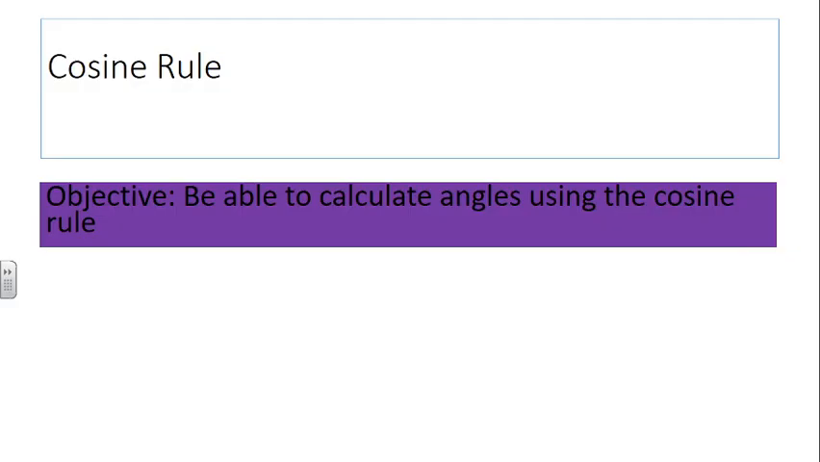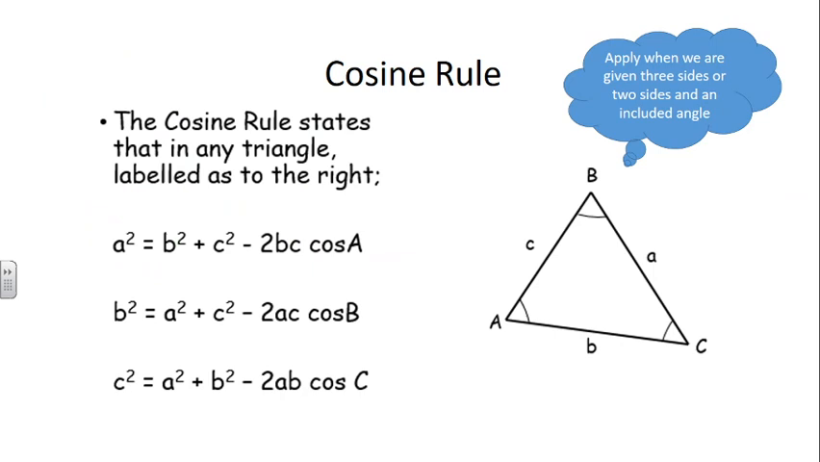This lesson is going to cover the cosine rule. So the cosine rule is trigonometry that we apply to a non-right angle triangle. The lengths are usually represented by lowercase letters and the angles are represented by capital letters. When we're looking for the cosine rule, we look for a non-right angled triangle.